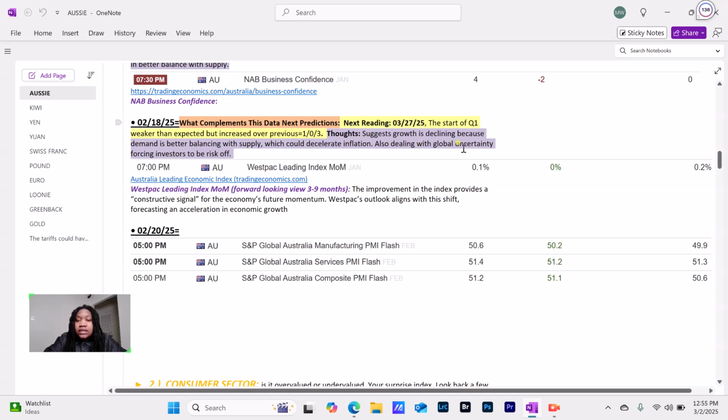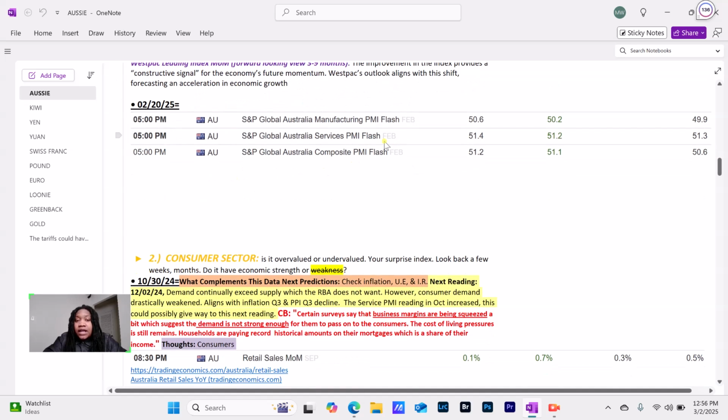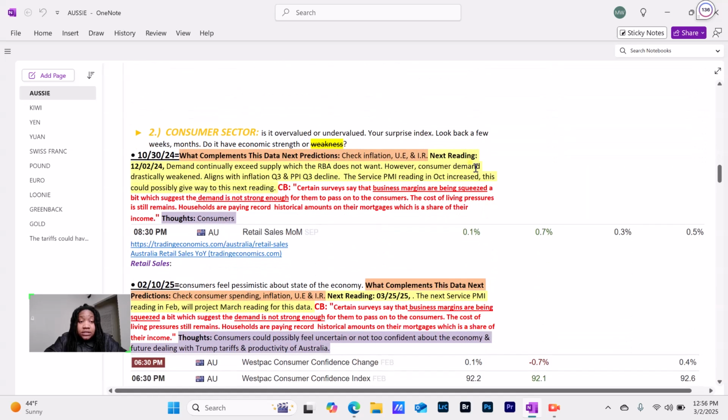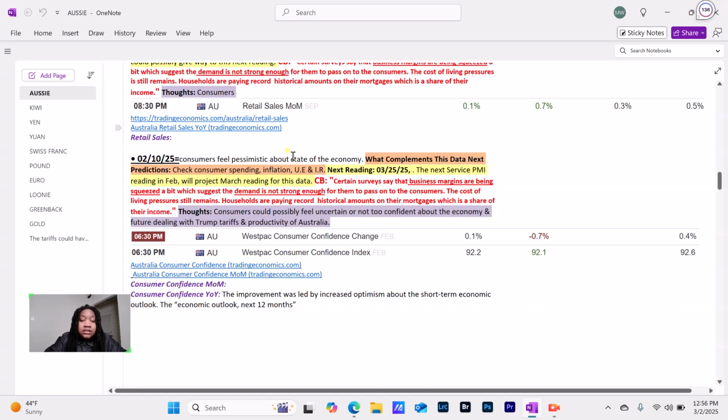the interest rates, right? But also, this is dealing with the global uncertainty, forcing investors to be risk off. So they're not necessarily looking at the Australian dollar because they're more of a risk on currency, meaning that if things are going good, they don't mind risking investment to get a higher return, right? When you look at Flash, this is the projections of what they think for the month that's coming out in February. And it looks pretty good, but we will see. I still look at projections.